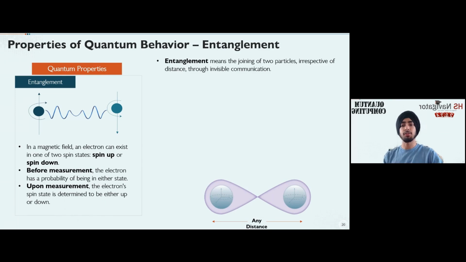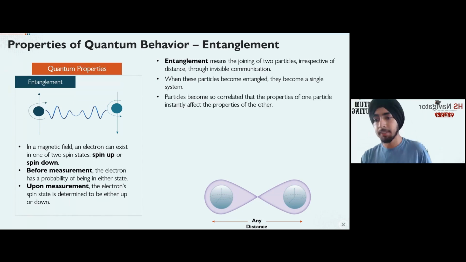Entanglement means the joining of two particles. What it allows you to do is take advantage of the superposition property we talked about before to make two particles into a single system. They become so correlated that the properties of one particle affect the properties of another. Essentially, once you're able to measure and observe the properties of one of these particles, then across any distance, you're able to know the properties of the other particle as well, without having directly observed it.